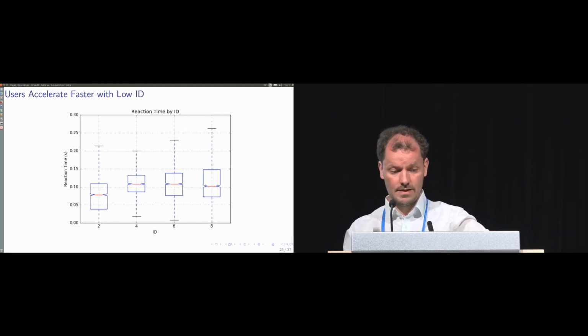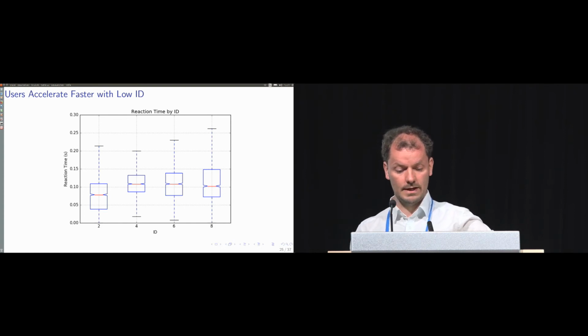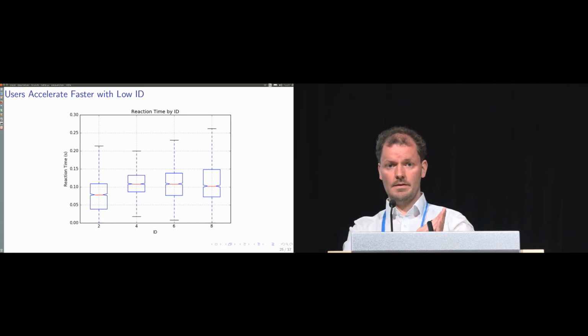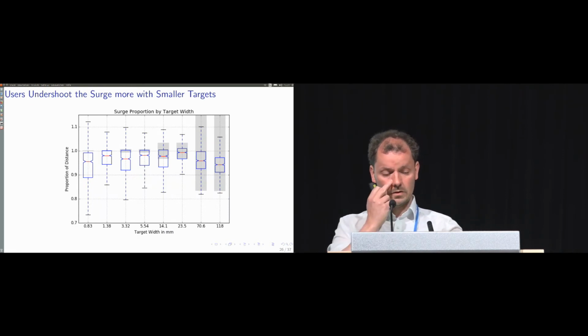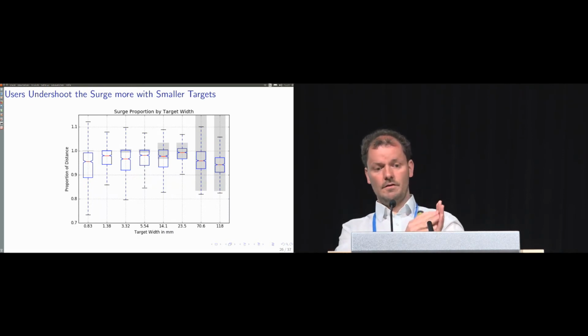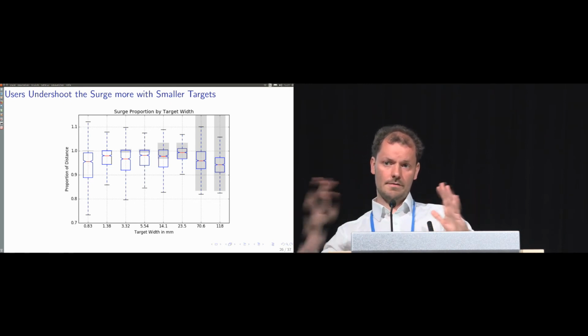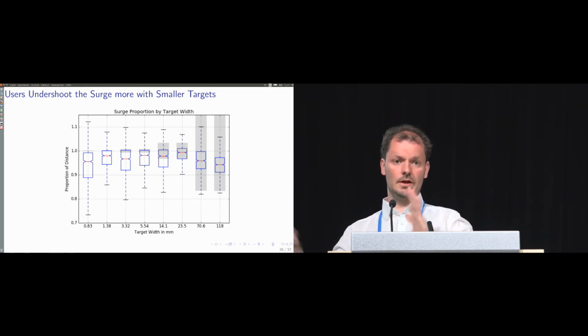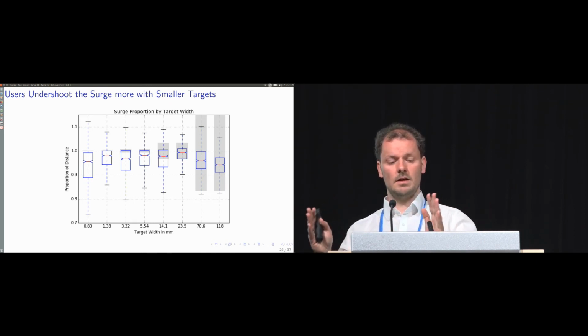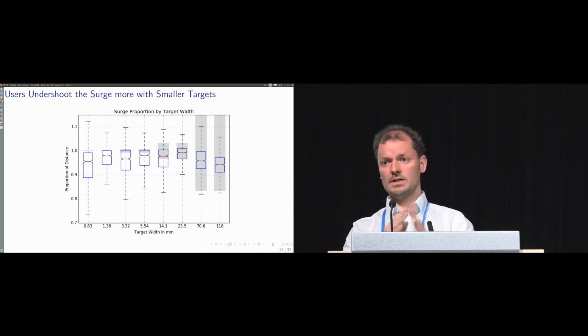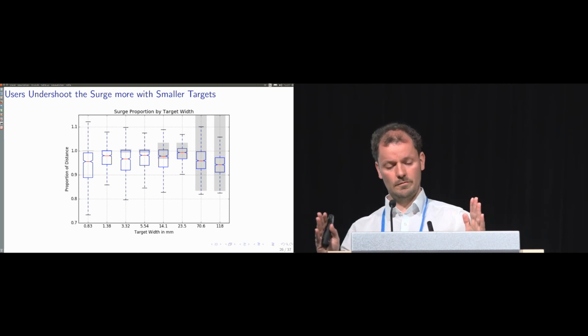Then what users do is that they accelerate faster with a low index of difficulty. So if the task is very easy, then in the beginning they accelerate their movement faster than if the task is difficult. And what users also do is, the endpoint of this first open loop movement towards the target is not equally distributed on the left and the right of the target, but almost always the users undershoot the target with this first open loop movement.